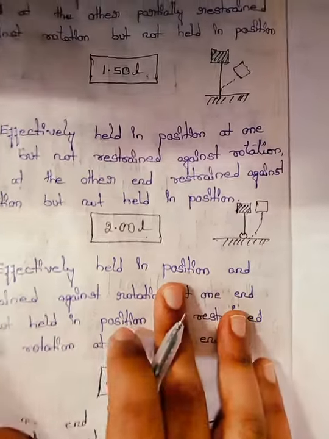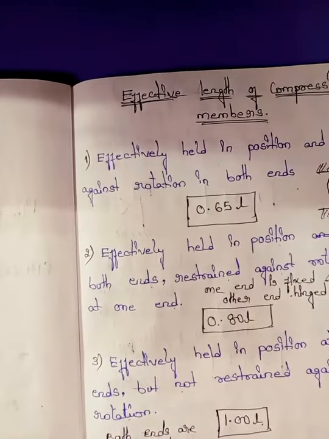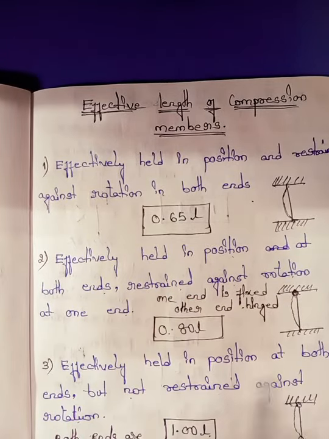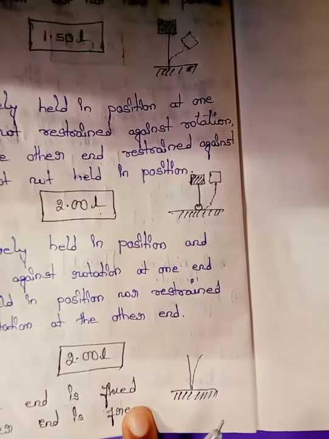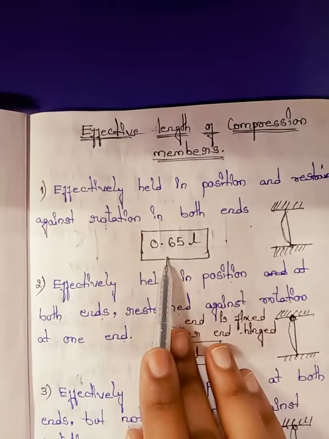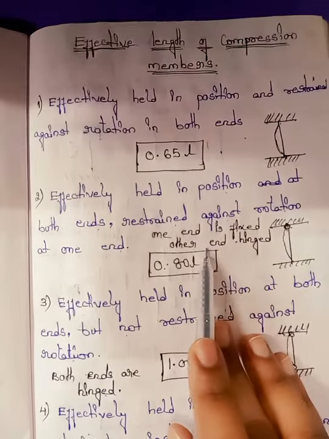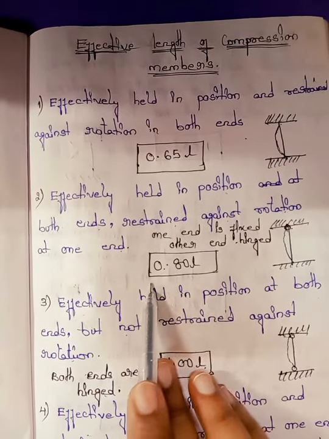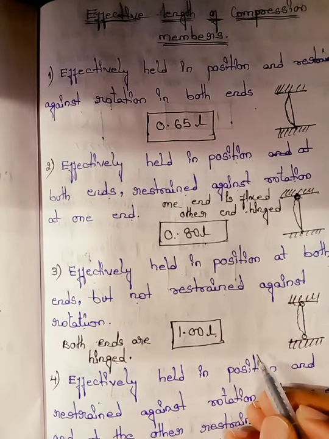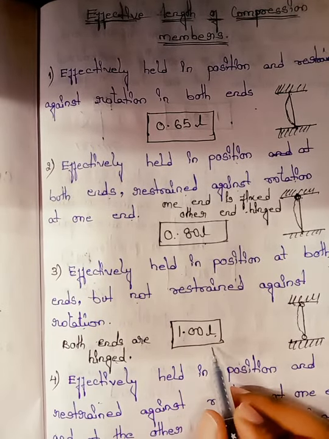These four I have seen in various previous competitive exam papers. One end fixed, one end free: 2.00 L. When both ends are fixed, it is 0.65 L. One end fixed and other end hinged, then it is 0.80 L. And both ends hinged, then it is 1.00 L.